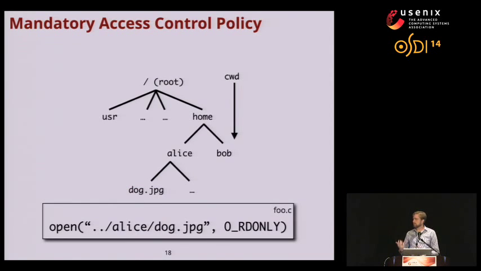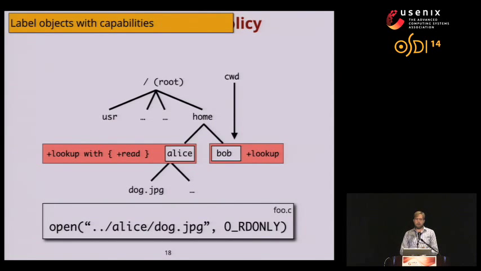So suppose I want to execute this simple program when I'm currently in the directory Bob of this file system. The first thing that the MAC policy is going to do is label the kernel objects that the sandbox has capabilities for with the privileges that were associated with them. So here I have capabilities for the Alice directory and the Bob directory. Then we'll start executing the program.